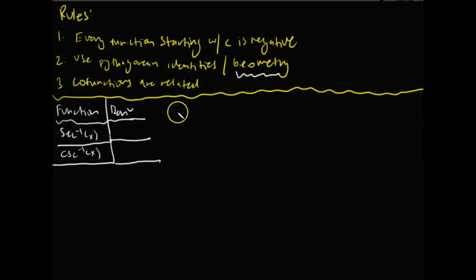So until that point in the problem, we use the exact same tactics as we did before. So secant inverse of x equals y. That means secant y equals x. Pretty standard. Take the derivatives of both sides. That's pretty much the only calculus we know. So d dx of secant y equals d dx of x.